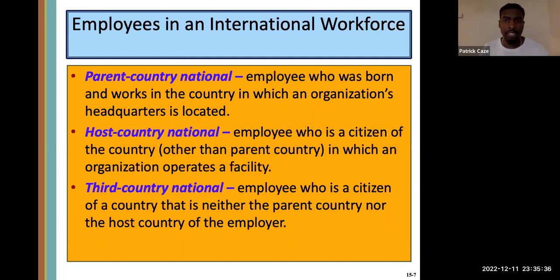So if we look at employees in an international workforce, right? Parent country national: an employee who was born and works in the country in which the organization headquarters is located. Host country national: an employee who is a citizen of a country other than the parent country in which an organization operates a facility. Third country national: an employee who is a citizen of a country that is neither the parent company's nor the host country, nor the employer's.